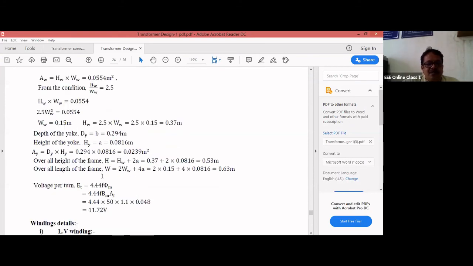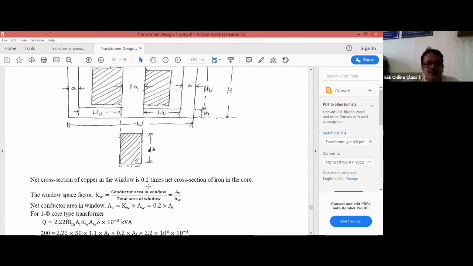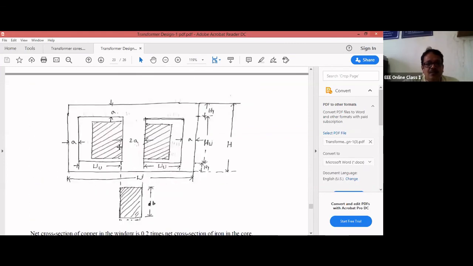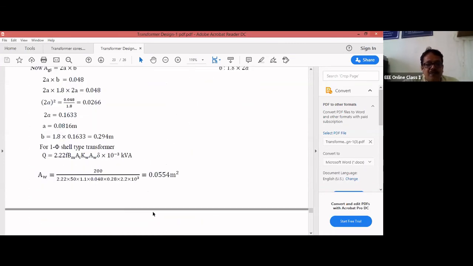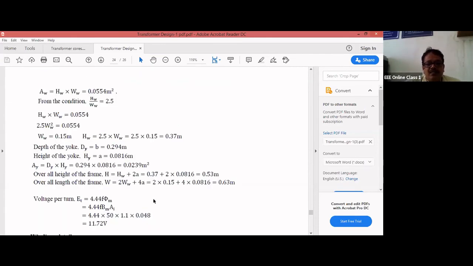And the overall length, the overall width of the frame, W is equal to what? 2WW plus 4a. So 2WW, you know, 2a plus 2a, 4a. Okay, just put the values here, and what you get is 0.63 meter. I have found out the overall dimensions of the window, and you have found out the dimensions of the core.